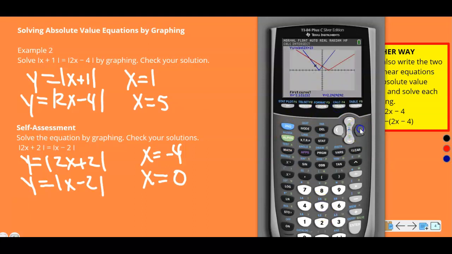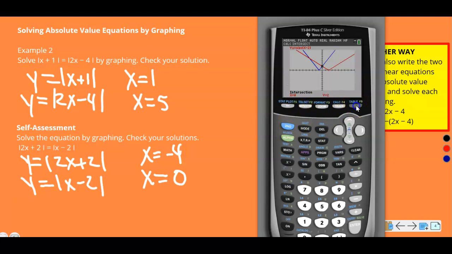Do the same process again, second trace, intersect. This time you have to scroll down closer to this second point, the intersection point right here. Hit enter, scroll over, hit enter one more time. It shows you that x equals 0 is the intersection.